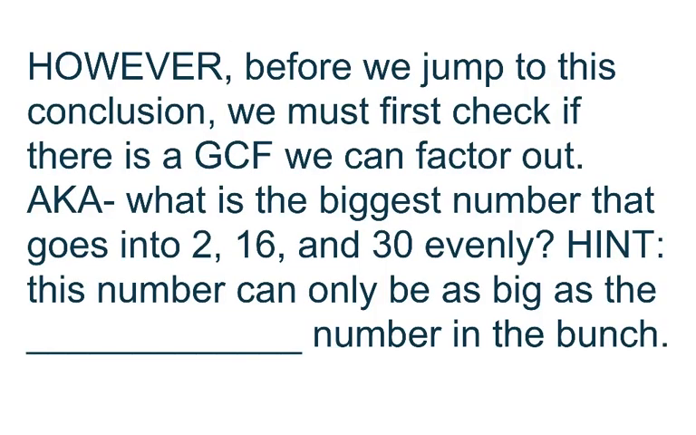However, before we jump to this conclusion, we must first check if there is a GCF that we can factor out, also known as, what is the biggest number that goes into 2, 16, and 30 evenly? And just a hint, this number can only be as big as the smallest number in the bunch. So in this case, the smallest number in this bunch is 2. So it can pretty much only be 1 or 2.